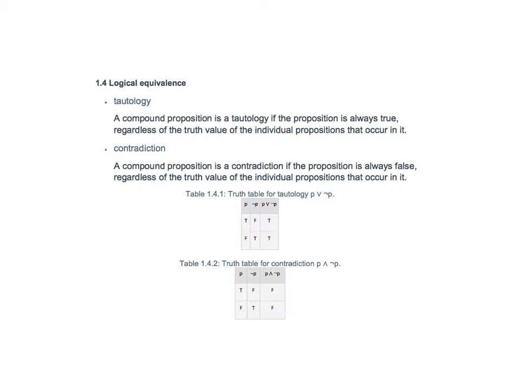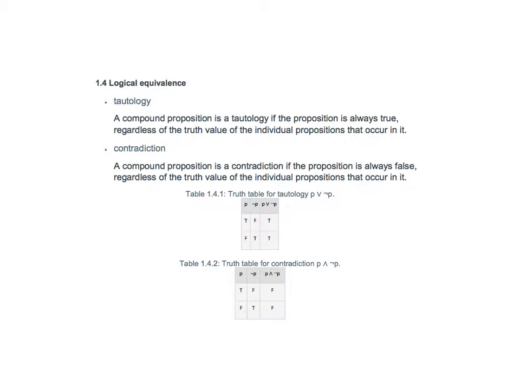In the second row, when P is false and not P is true, again, the disjunction of P and not P would still be true. So in both rows, the value of P or not P is true. When all rows have true value for a compound proposition, that proposition is by definition a tautology.